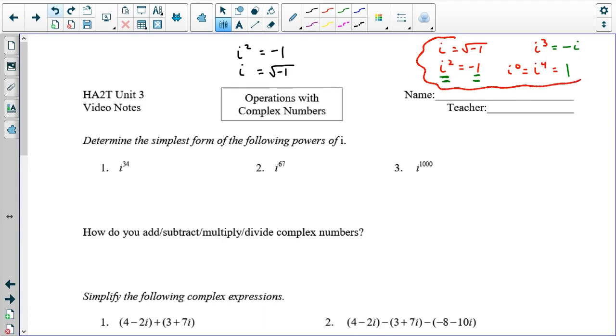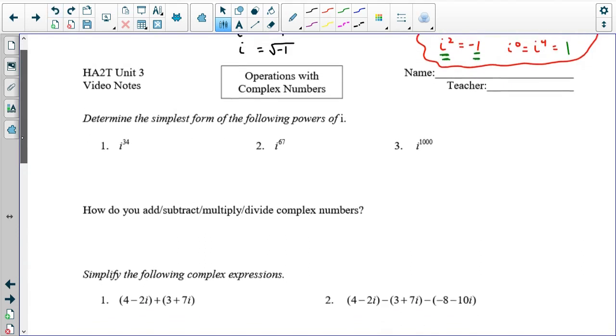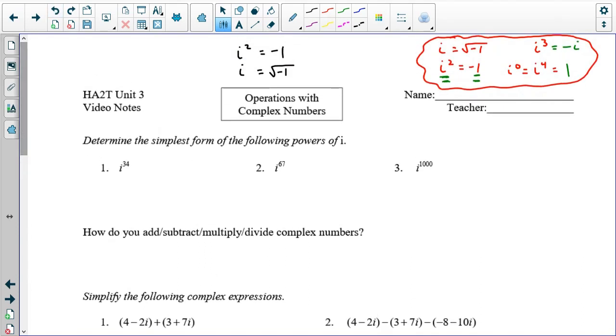And so if I take a look at what I'm putting in this little red bubbly cloud, that is essentially how I can easily do problems 1, 2, and 3, even though it looks quite complicated. So if I have i to the 34th, that's essentially the same thing as saying i to the fourth times i to the fourth times i to the fourth 8 times, because if I have i to the fourth times i to the fourth all the way, that would be the same thing as saying i to the 32nd. And then times i squared.